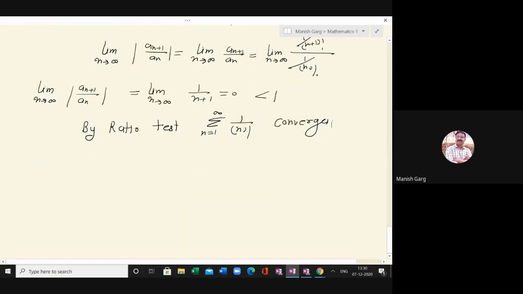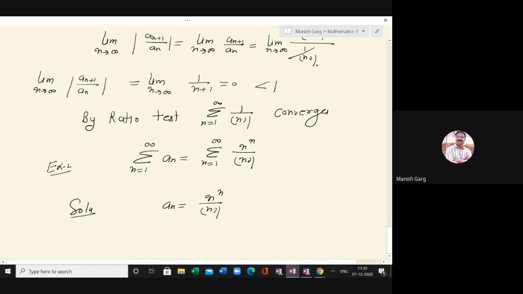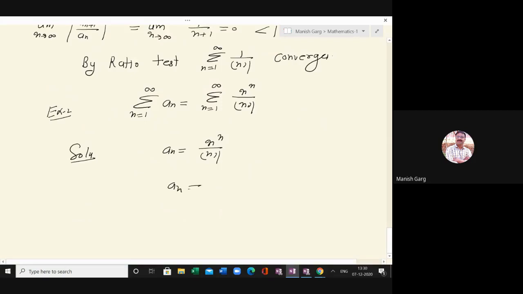Let us do one more example. Suppose you have a series n equals 1 to infinity a(n). Examples are so easy. The question is n raised to power n over factorial n. So here, solution: take a(n) equal to n raised to power n over factorial n. a(n) is not equal to 0 for all n, obvious, n starting from 1 to infinity.